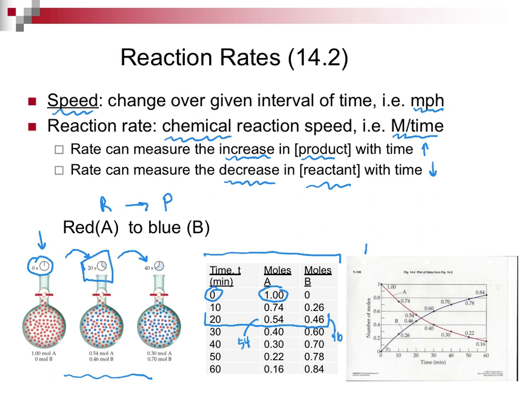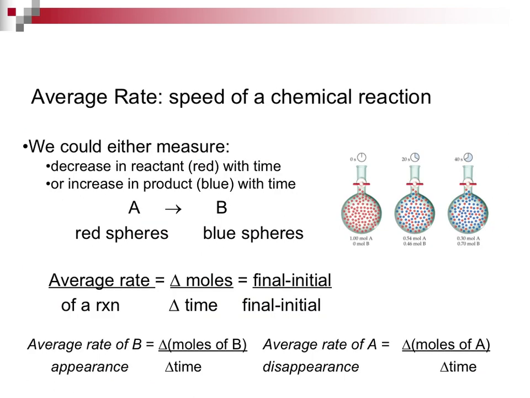The third way data can be represented is in a graph, and let's just make a correlation. Here's our time of 20, and here we have our 0.54 and 0.46 corresponding to what's in the table, corresponding to what's in the container. Keep that in mind as we proceed through the chapter. It's very, very simple, the idea.